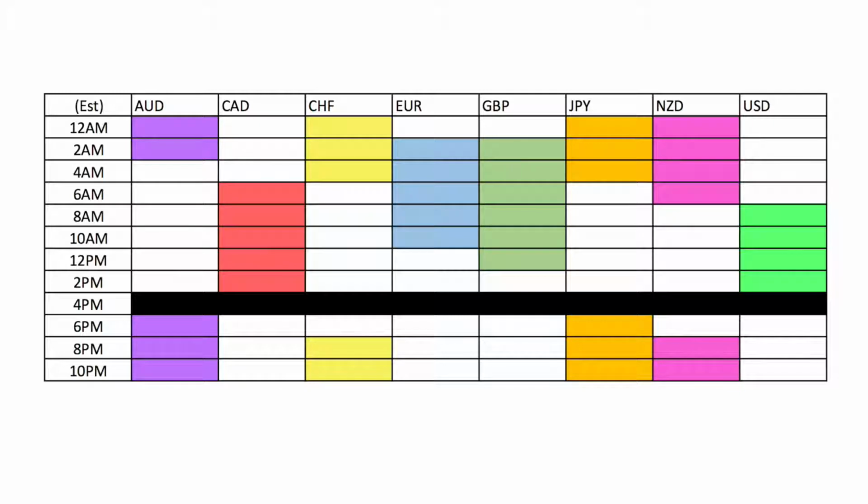So right here with this chart, for example, this is just a reference guide. In no way, shape, or form, do you need to follow this. This just helps aid, especially for those people who are just getting started. Let's just look at all the different currency pairs you can trade. Obviously, that AUD, the CAD, the Swiss franc, the Euro, the GBP, the Yen, the NZD, the US dollar, right?